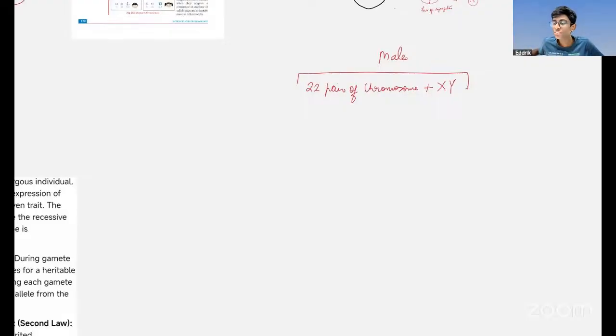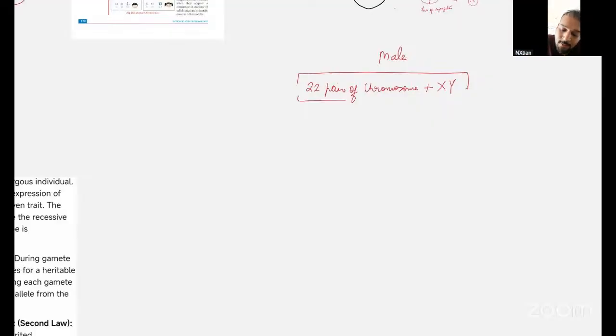44 plus 2 is 46, right? Yeah, basically 46, in which 22 pairs, which is 44, are called autosomes, which decide the height, character, and all these things. And the XY is called the sex chromosome. Autosomes and sex chromosomes. Sex chromosomes determine the gender, the sex of a child. If XY is there, it is called male. If XX is there, it is called female. You got my point, everyone?